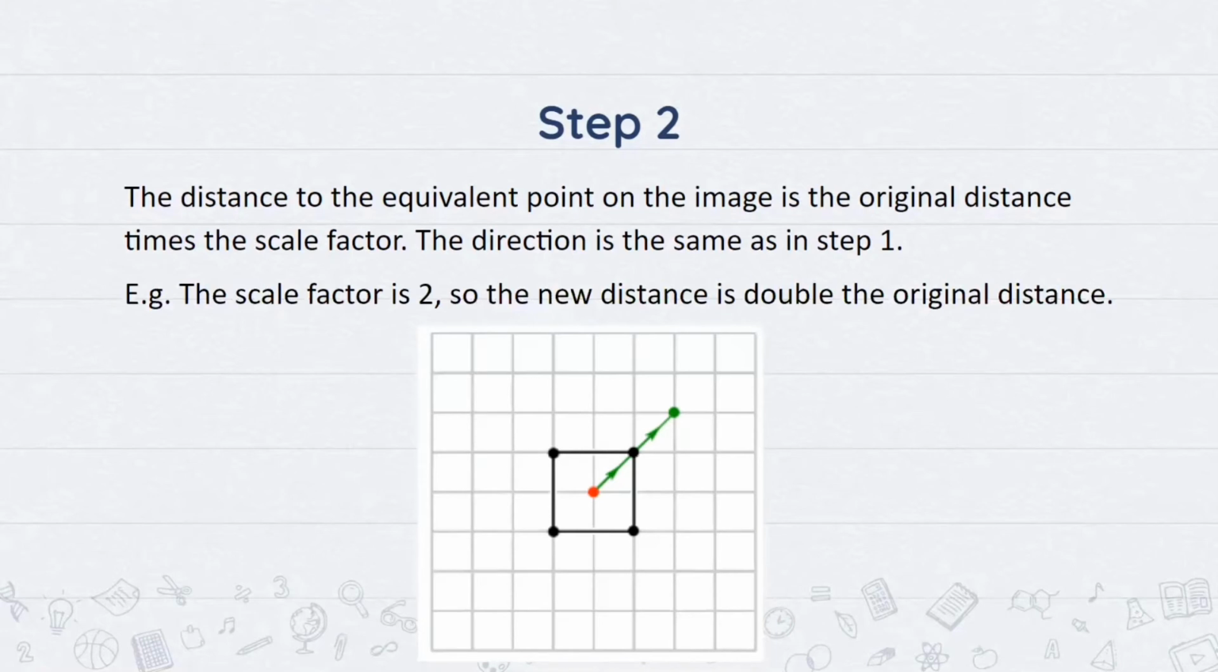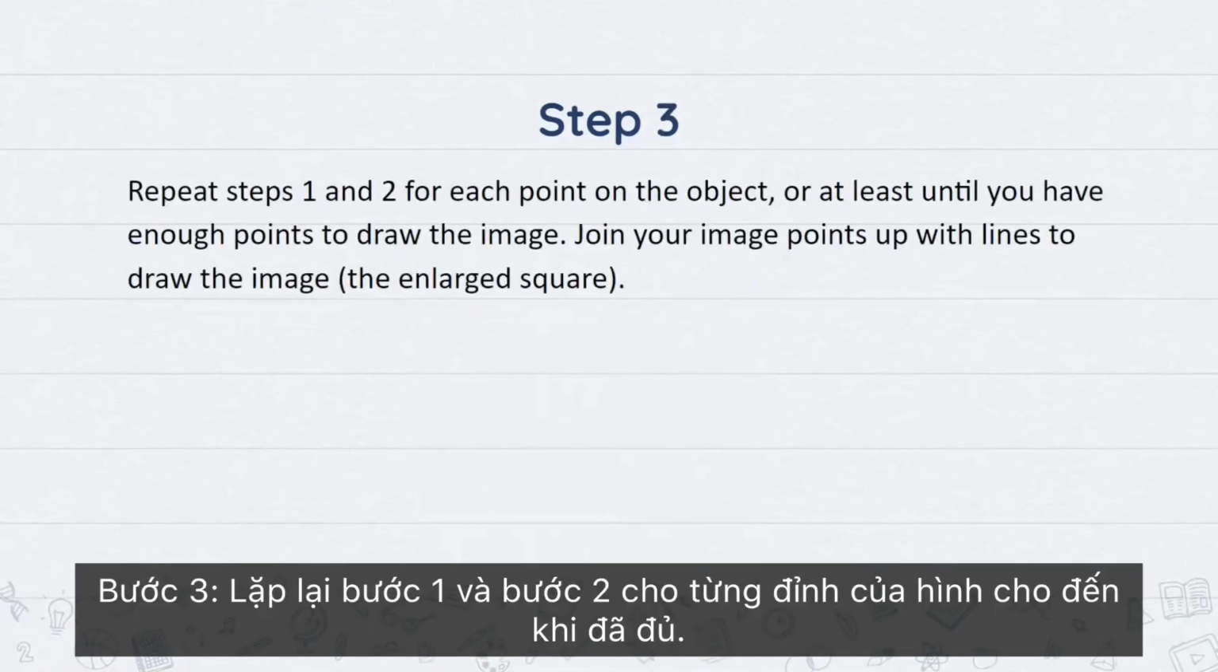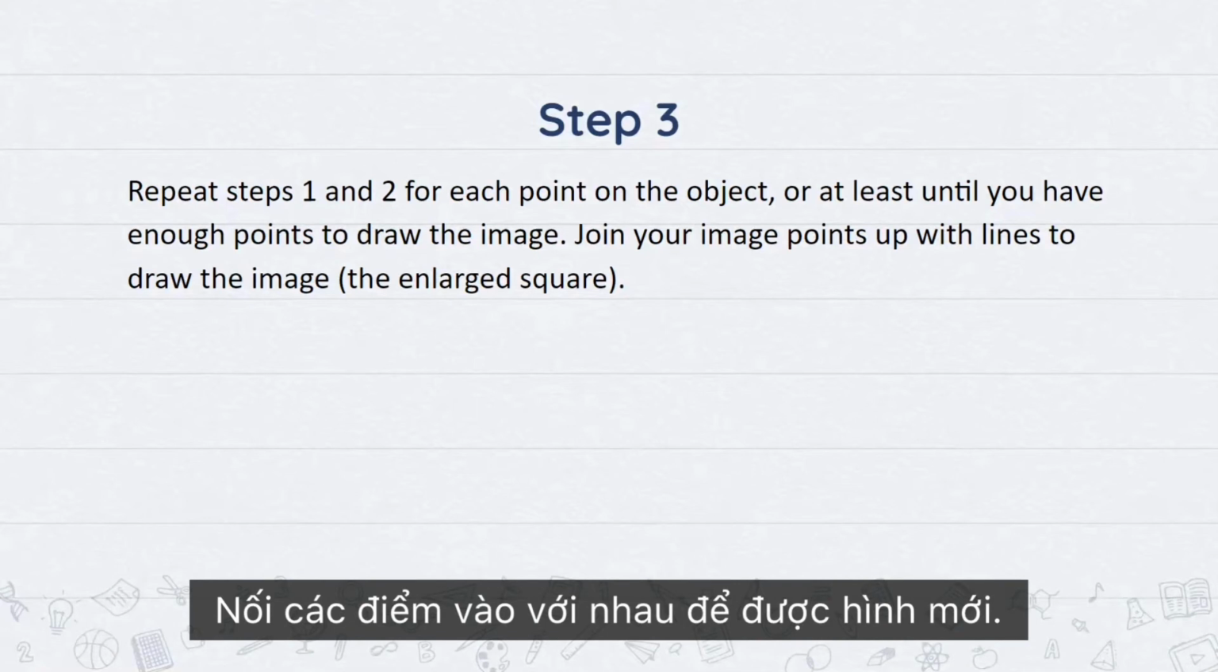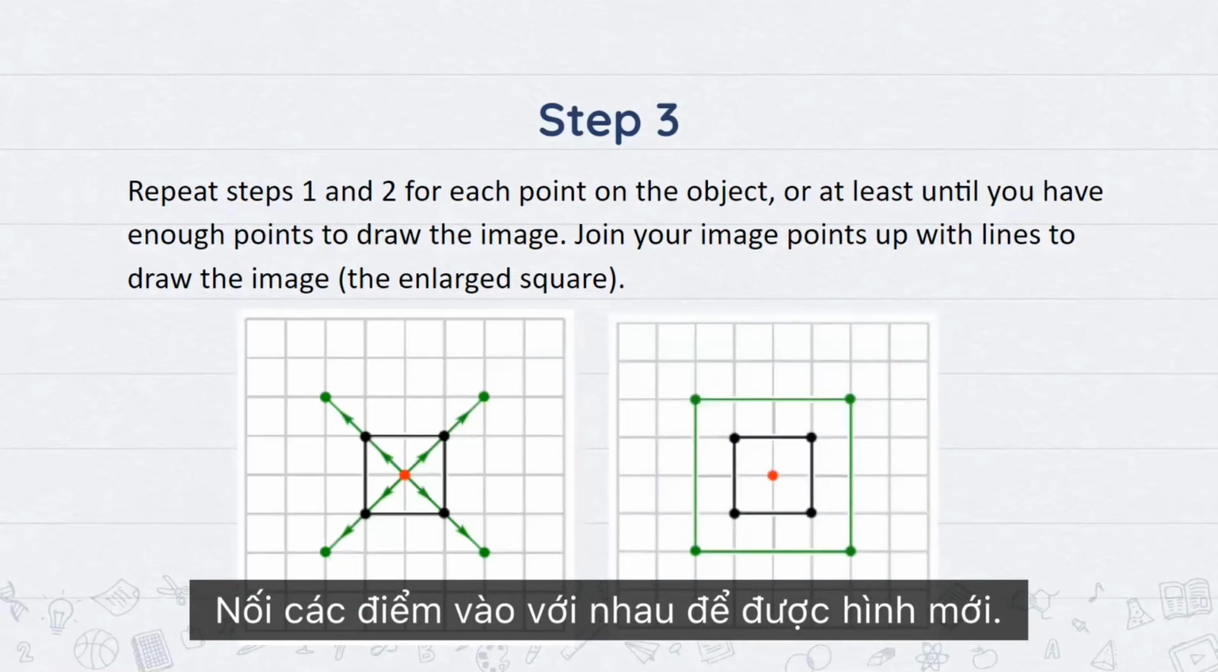And then in step 3, you repeat steps 1 and 2 for each point on the object, or at least enough points. And then you join those points together, and it will give you the enlargement of the shape.